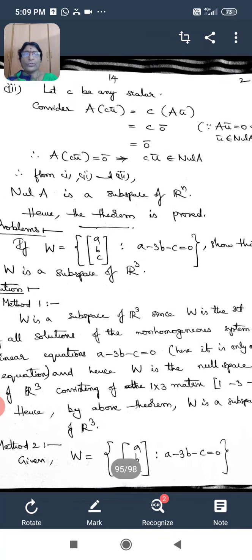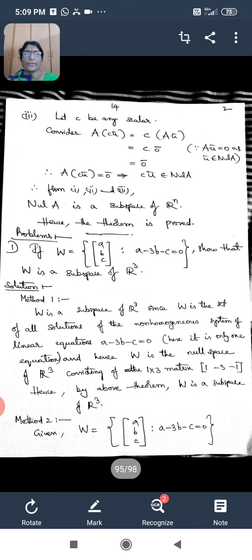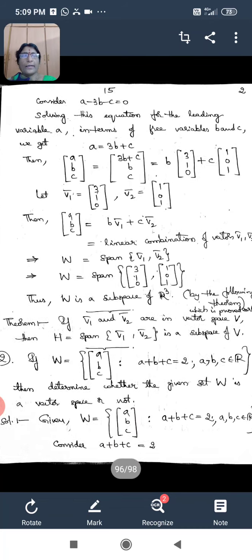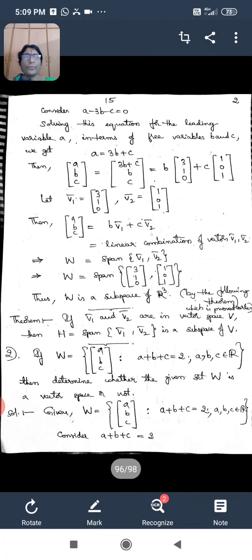To show you, in the first problem I have solved it by using two methods. In one method I have made use of the above theorem to solve the problem, and in method 2 I have made use of the theorem that we have proved earlier, which I read now for you.